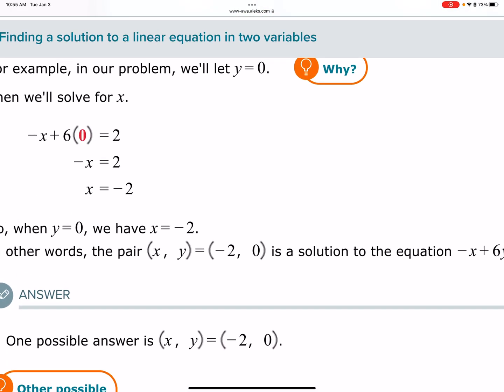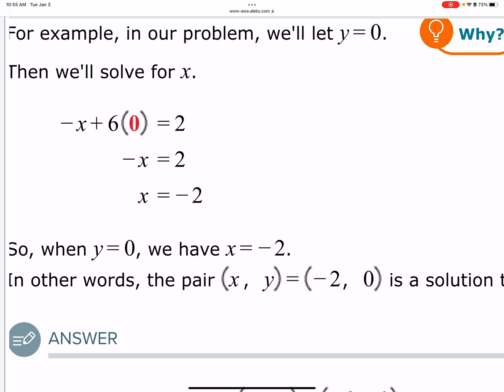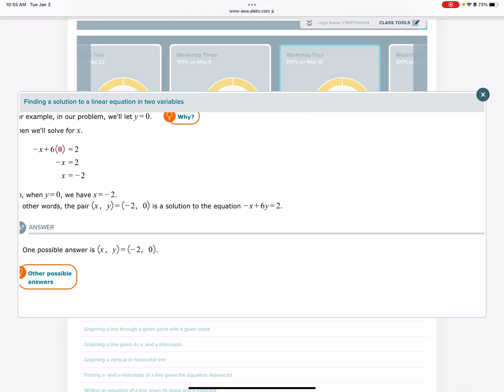So when I put in 0 for y, then 6 times 0 is 0. So now I just have -x is 2. So if -x is 2, +x is -2. And then that's a solution. But you can choose any number you want. You put it in for x, or you put it in for y, and then you solve out the equation for the other variable. All right.